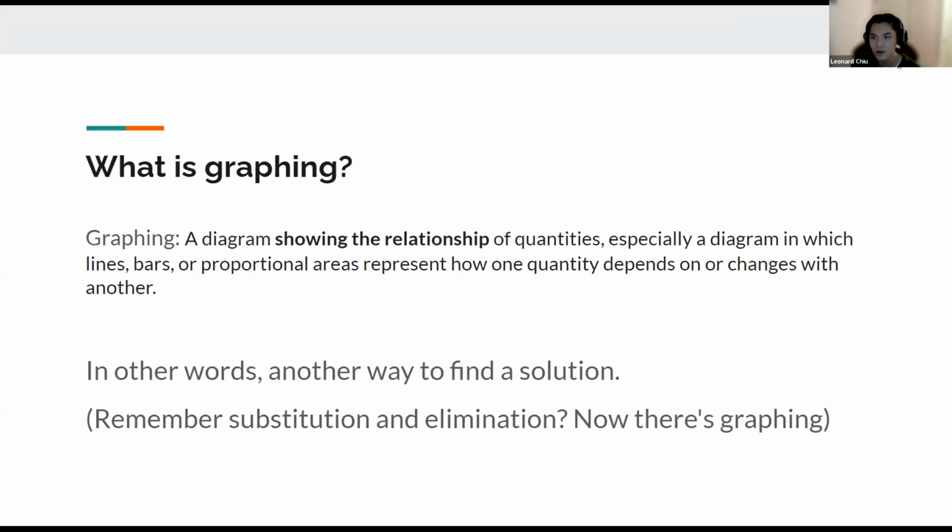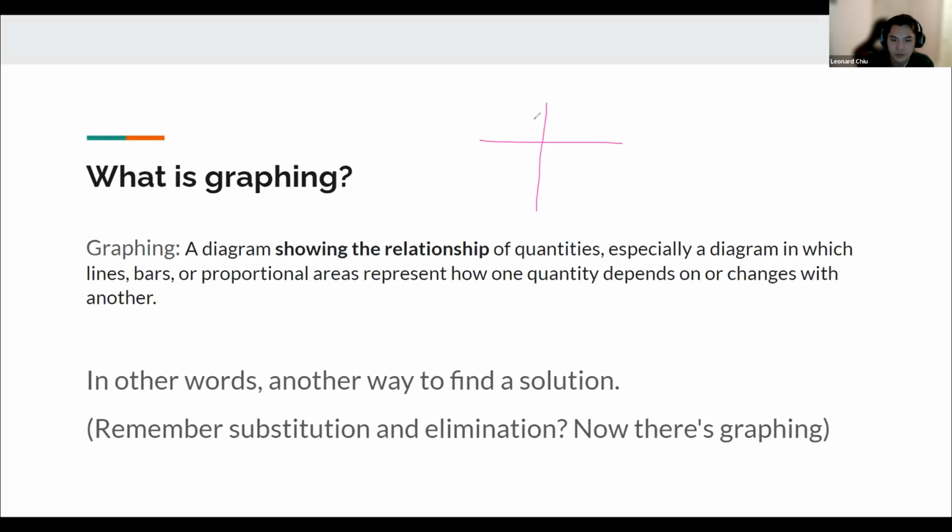Ignore that first. So I'm gonna go over what is graphing. This is a Google definition of graphing. It is a diagram showing the relationship of quantities, especially a diagram in which lines, bars, or proportional areas represent how one quantity depends on or changes with another. That's kind of complex, but basically in math, graphing is just using the Cartesian plane, or the x-y graph, which looks like a cross, and drawing lines, points, and stuff like that to find the solution to your equation.